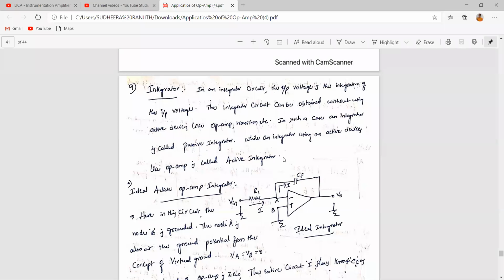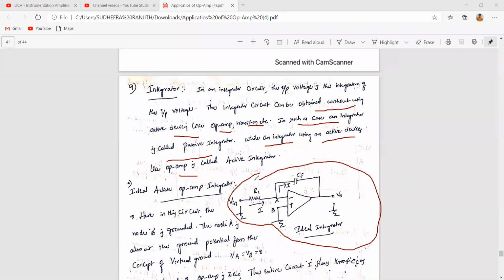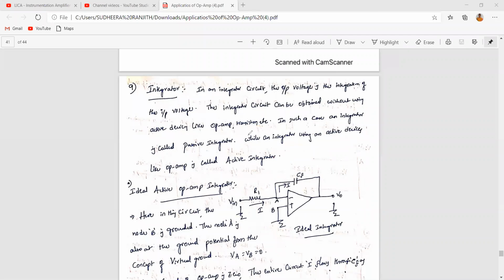An integrator is a circuit whose output voltage is the integration of the input signal. The integrator circuit can be obtained without any active device like an op amp or transistors. In such a case, the integrator is called a passive integrator. If you use active devices like an op amp, this integrator is called an active integrator.